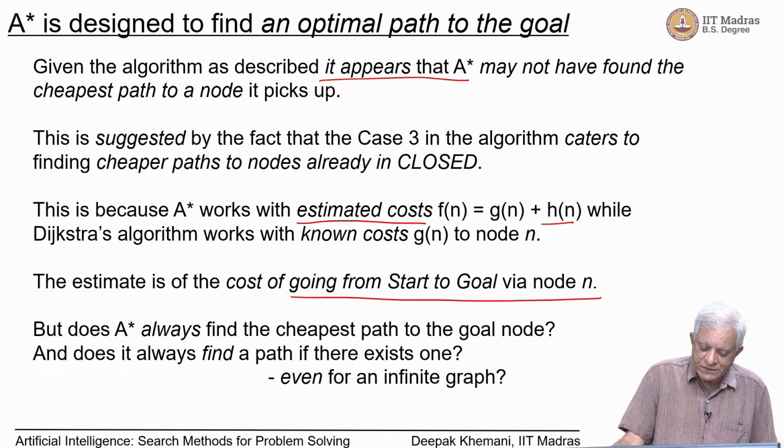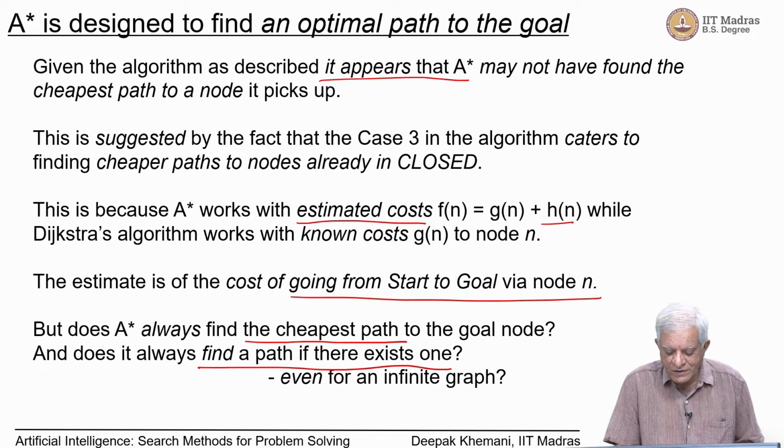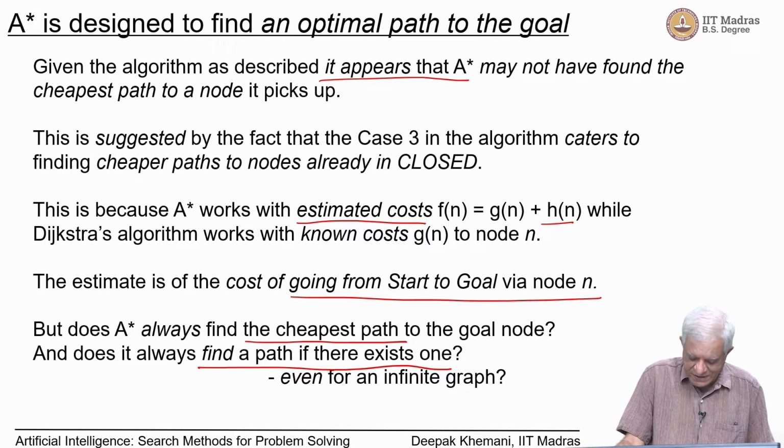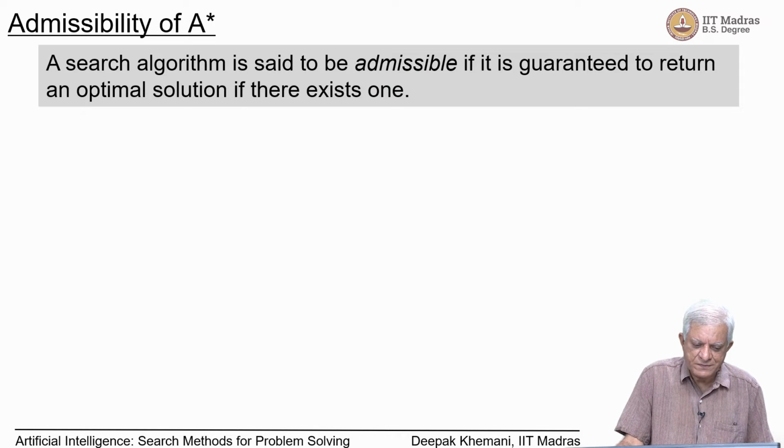So, these are the questions that we want to ask. Does it find a path to the goal node if there exists one, even if the graph is infinite? And then does it find the cheapest path to the goal node? The answers to all these are yes, but only under certain given conditions, and we want to look at those.